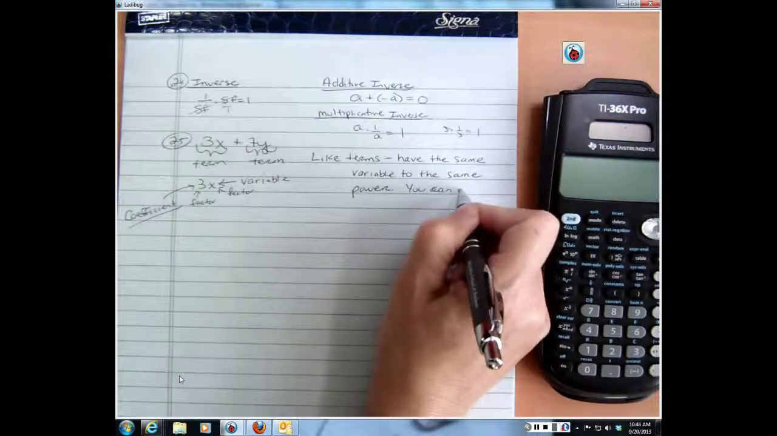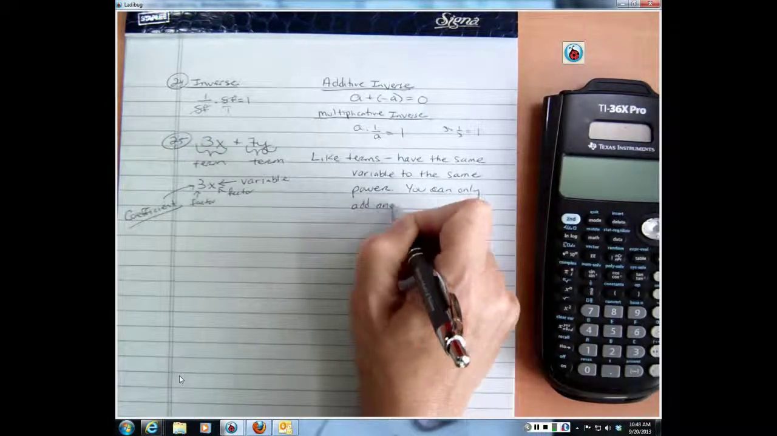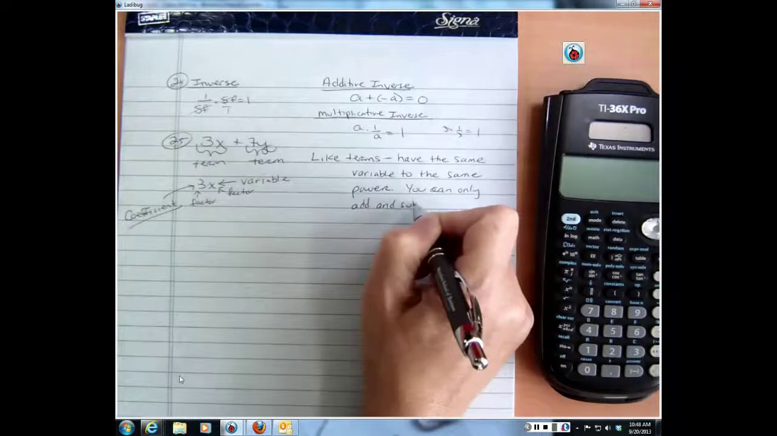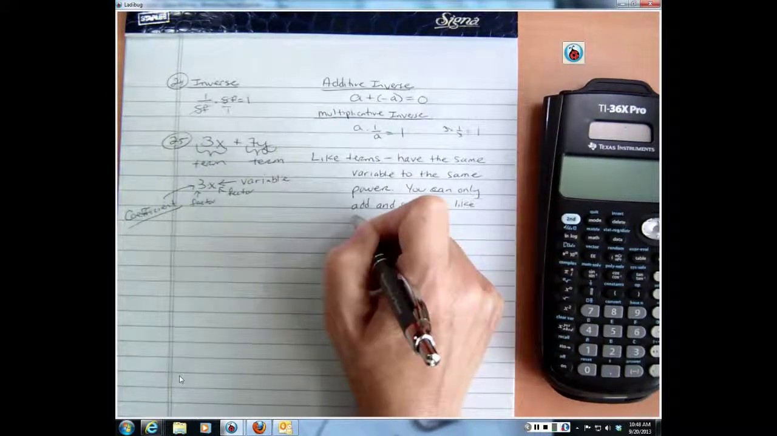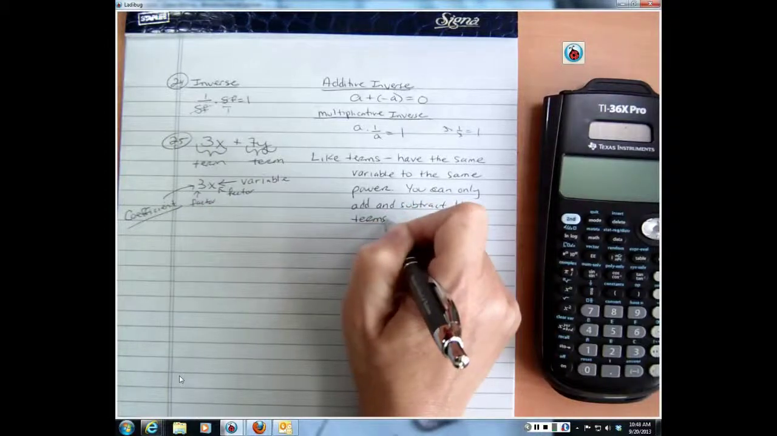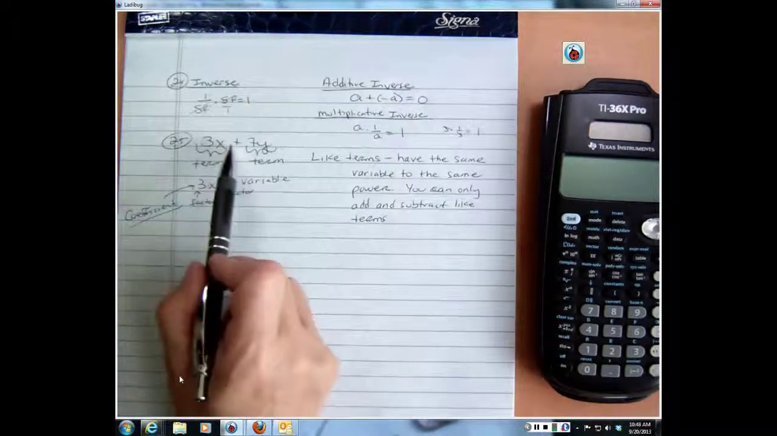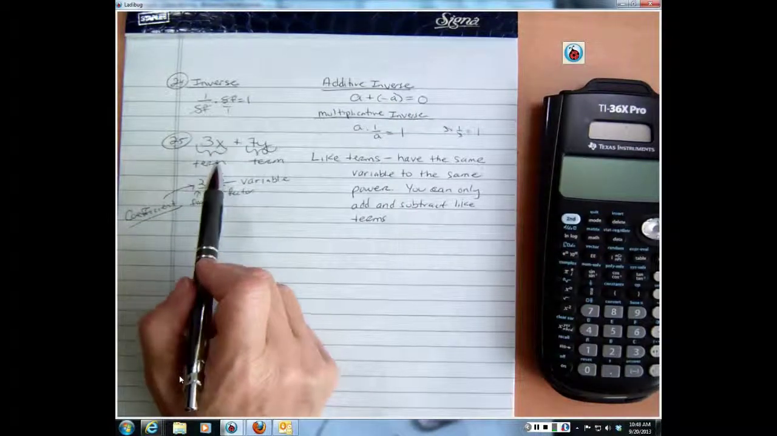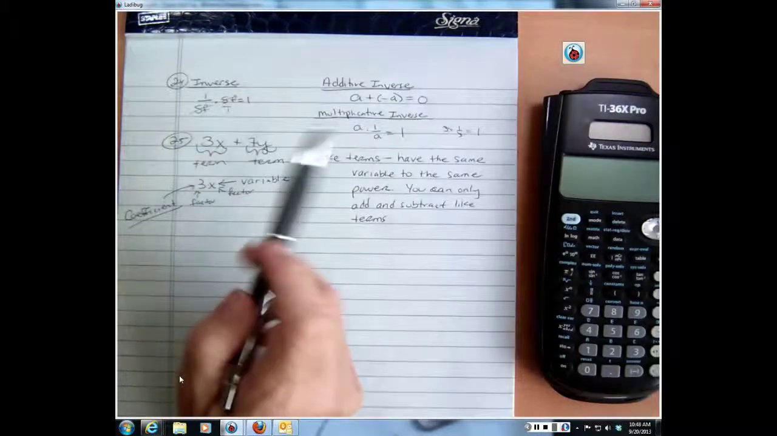You can only add and subtract like terms. Okay, so I can't do anything with this. This is like apples and oranges, right? Everybody always says that in explaining things. This is two different things. I can't put them together.